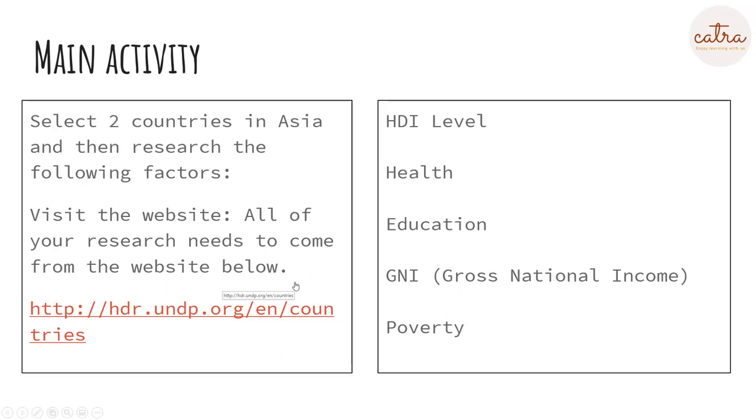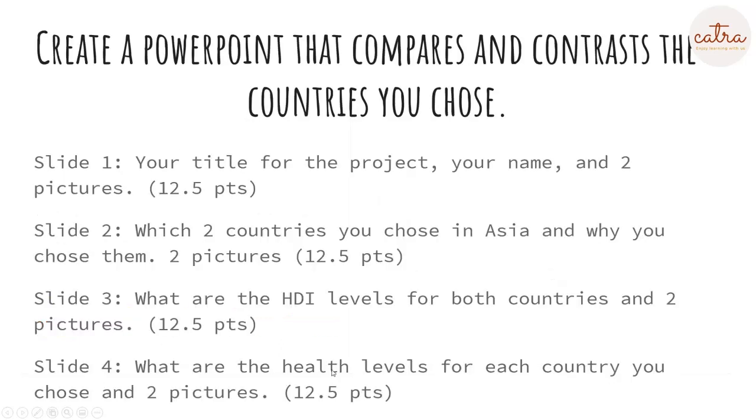Good news for y'all is we have done all the research for you. There is only one website that you need to go to. It is right here, hdr.undp.org. This one right here. So this PowerPoint you can find on the hub. Just copy and paste this link to Google Chrome, and that will have all of the research. Please do not use any other website. This is the website that you should be using for this project.